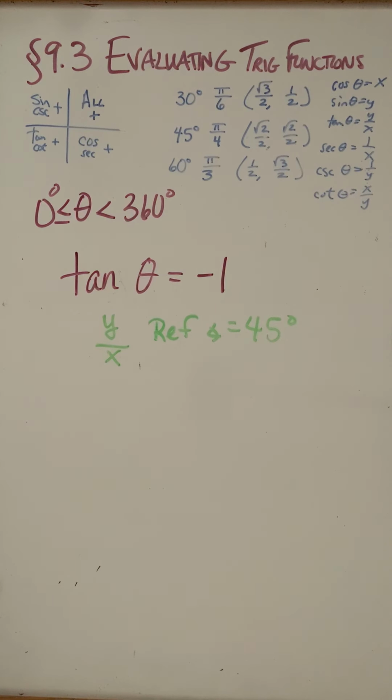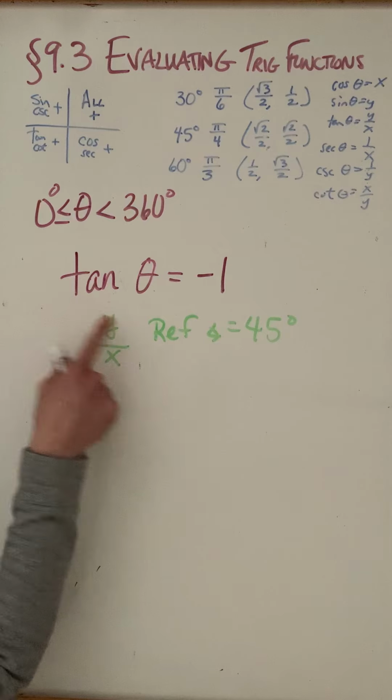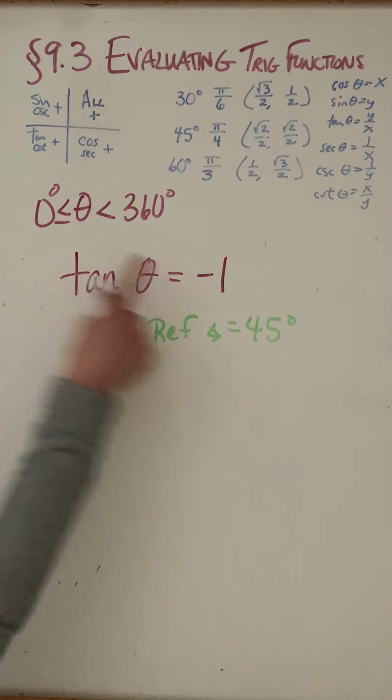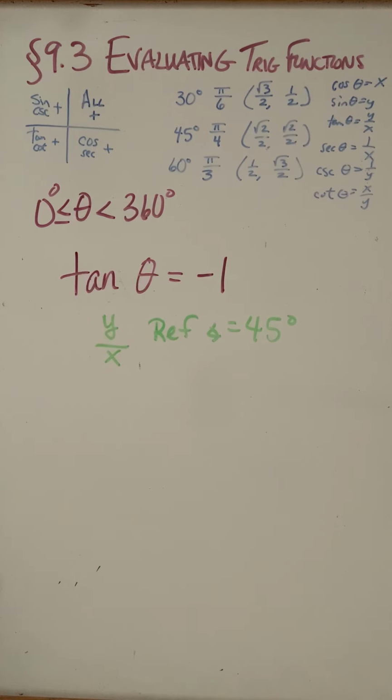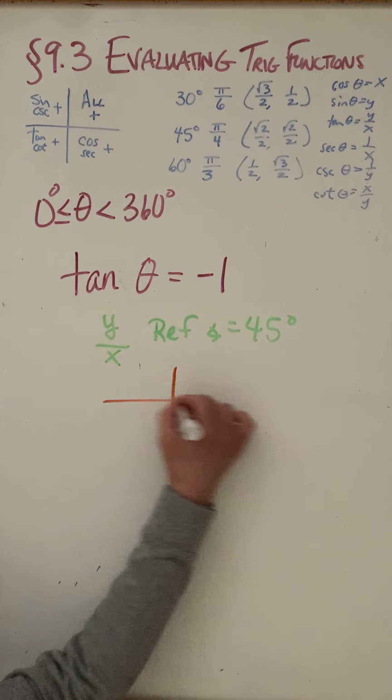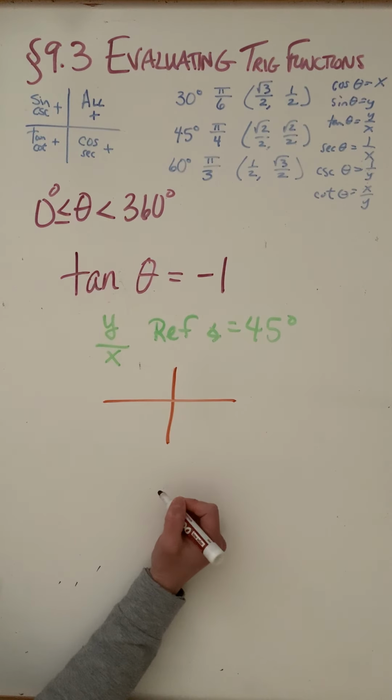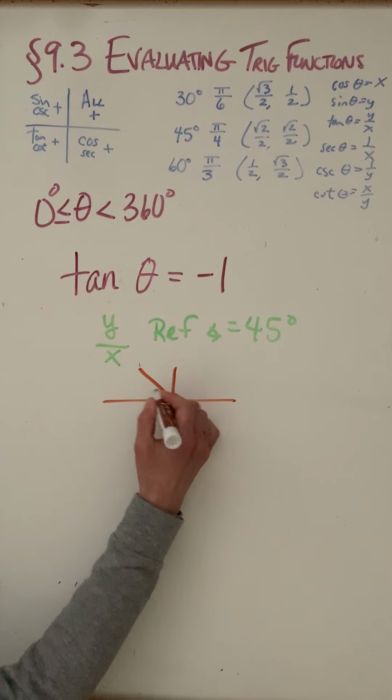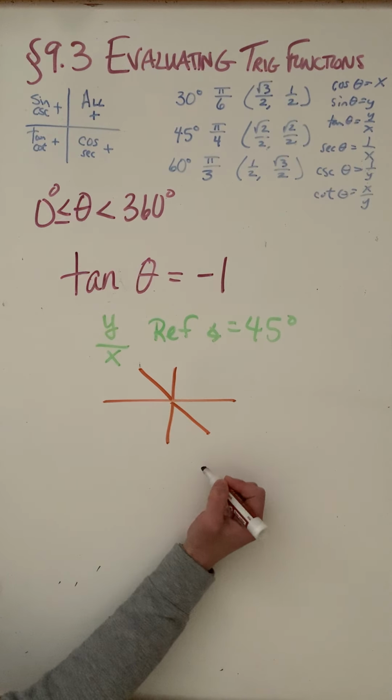All right, is that reference angle a solution this time? It is not, right? Because 45 degrees is in the first quadrant, and the tangent in the first quadrant is positive, but we want our tangent value to be negative. So what we need to think is, where is tangent negative? In which two quadrants? Tangent is negative in the second and in the fourth, right?